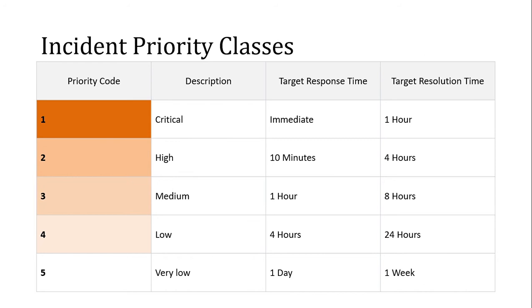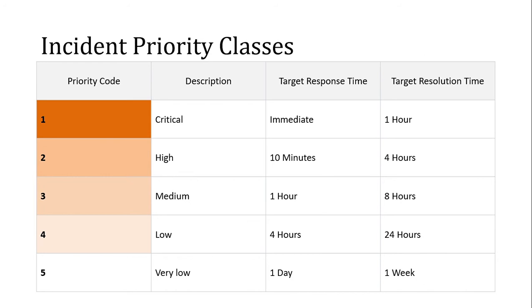Okay, I repeat it again for you. For P1, we call it critical. You're supposed to respond immediately, and the resolution time will be 1 hour. For P2, we call them high priority tickets. The response time will be 10 minutes, and resolution time is 4 hours. For P3 tickets, it's a medium ticket. For this, we have a response time of 1 hour, and the targeted resolution time should be 8 hours. For P4, we call them low priority tickets. It's supposed to be responded to within 4 hours, and resolved within 24 hours.